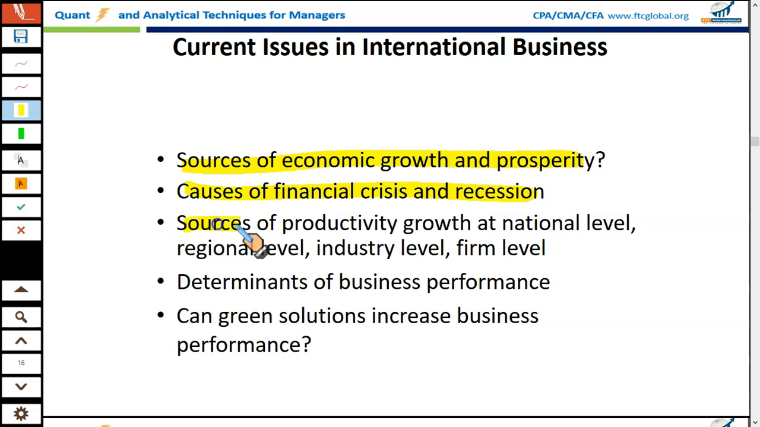Then the sources of productivity growth at national, regional, industrial and firm level. Is it because of improvement in work methods, improvement in technology, improvement in skills of workers?